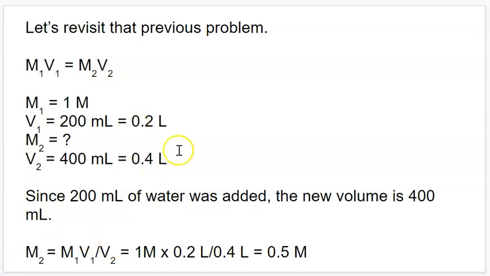And now I can start plugging in my information. I know I had a 1 molar concentration. I know I started with 0.2 liters. And then I know I ended with 0.4 liters. So 1 times 0.2 divided by 0.4, that gets us the 0.5 molar that we sort of figured out through common sense earlier.